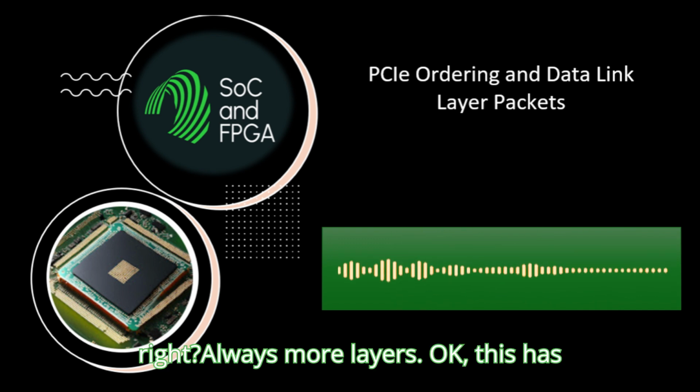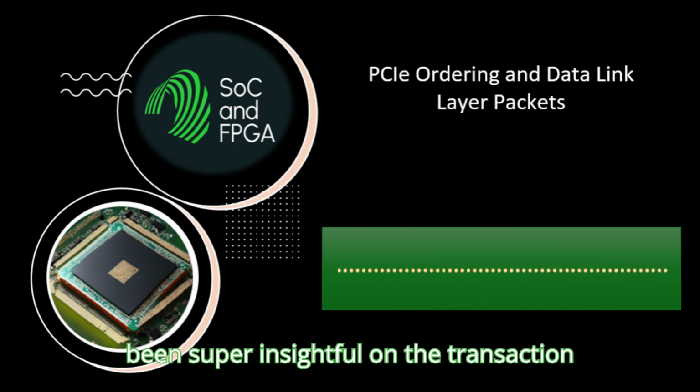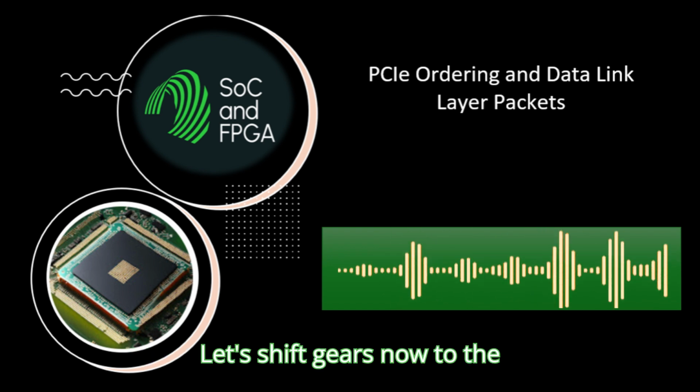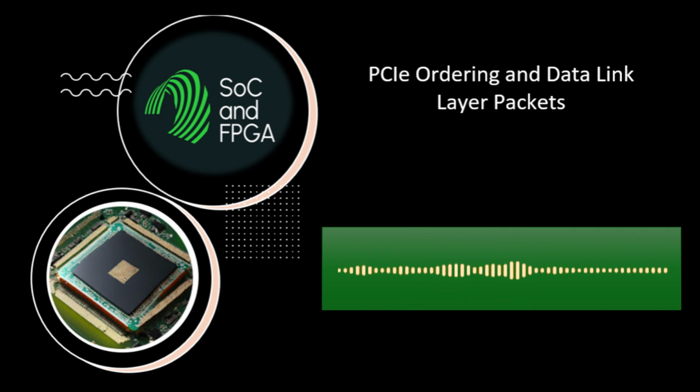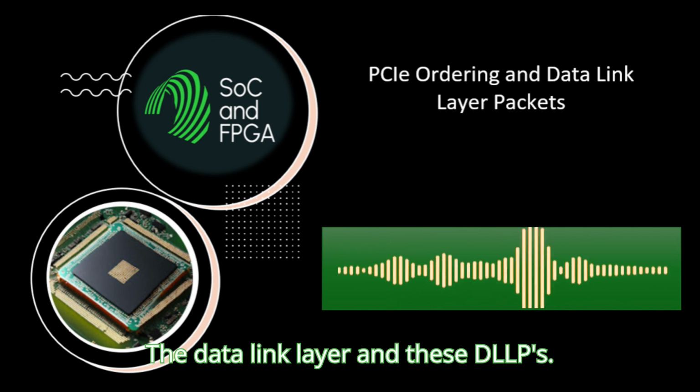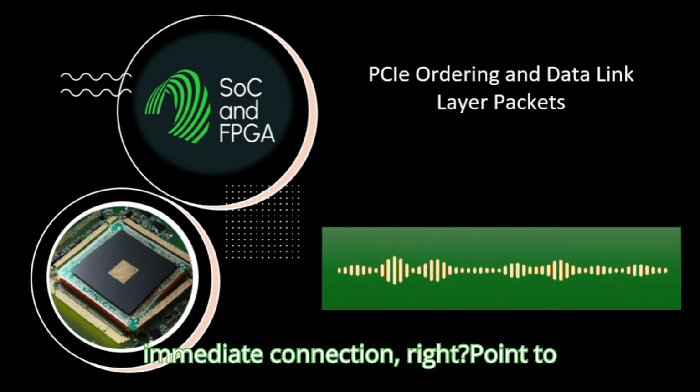Right, always more layers. Okay, this has been super insightful on the transaction layer side, ordering and performance tweaks. Let's shift gears now to the other critical piece from our sources, the data link layer and these DLLPs. This layer seems more focused on the immediate connection, right?